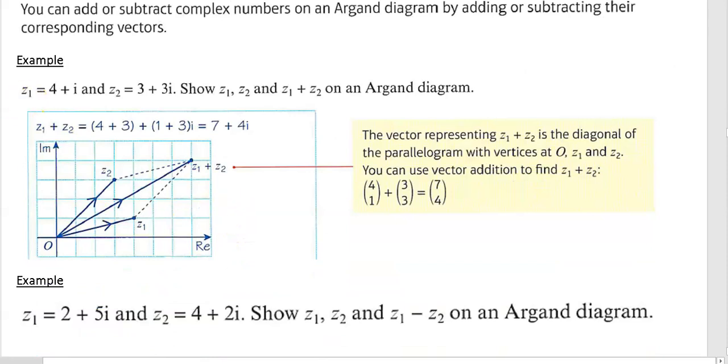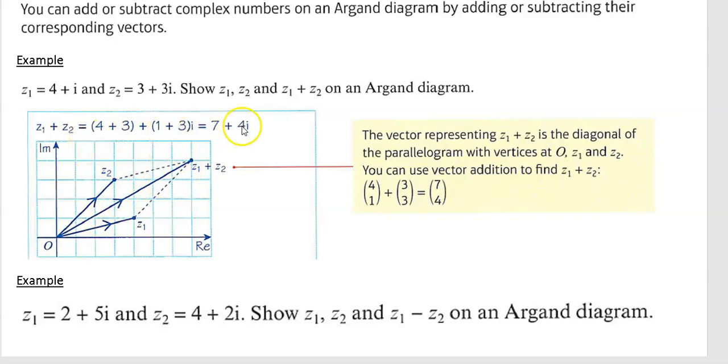So here I will do an example. First one, we have z1 is equal to 4 plus i, z2 is equal to 3 plus 3i, and it says show z1, z2, and z1 plus z2 on an Argand diagram. So there's your z1 going along this way. It was 4 plus i, so 4 along and 1 up. And there's your z2, and it was 3 plus 3i, so 3 along and 3 up. And your z1 plus z2 is a single vector which replaces them.